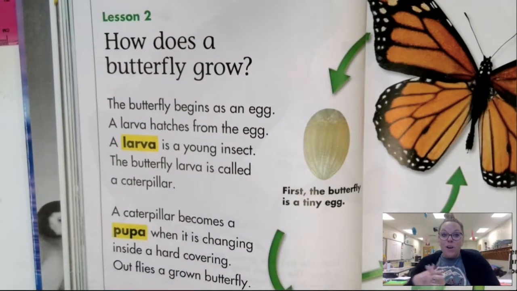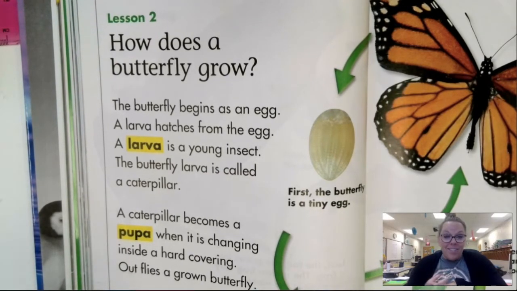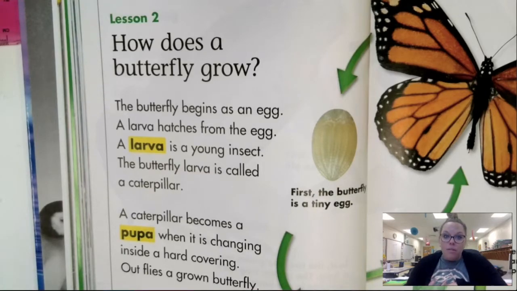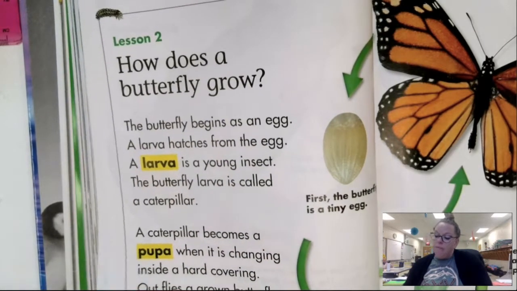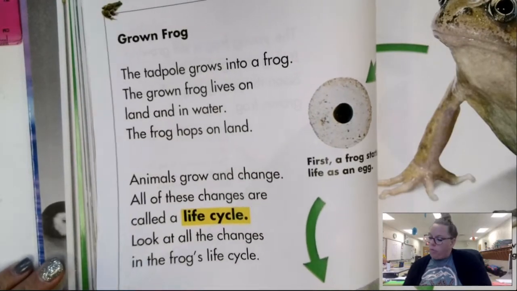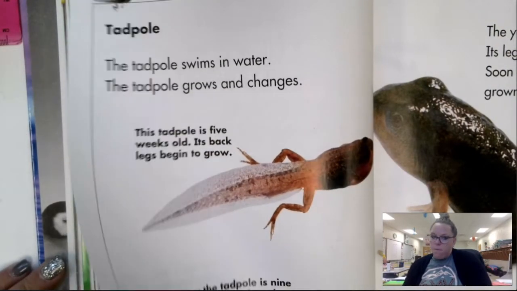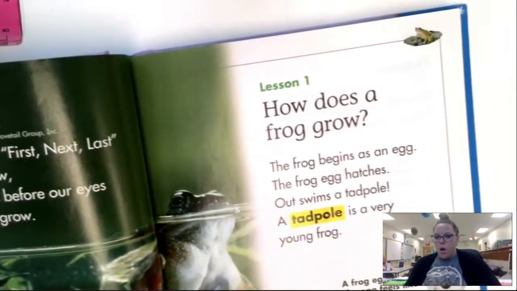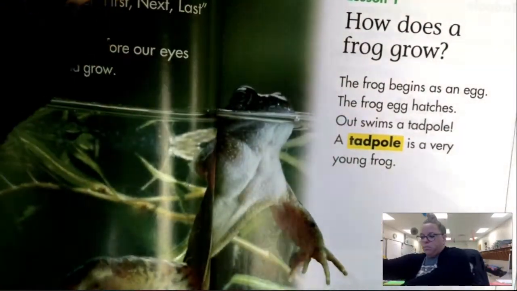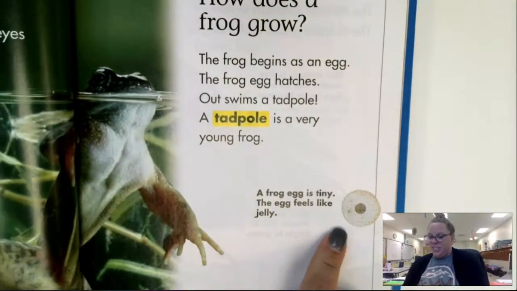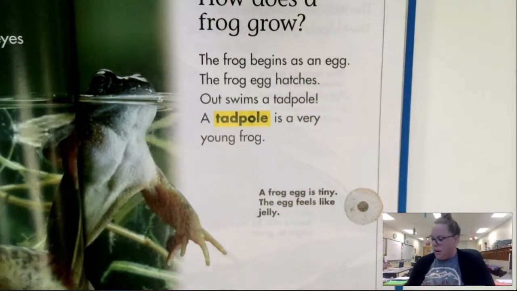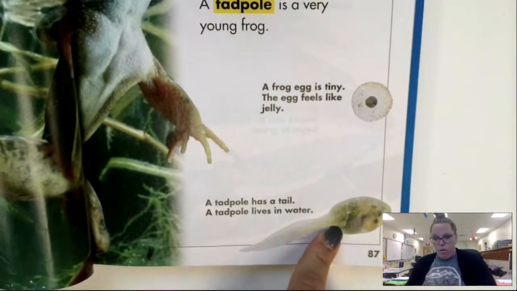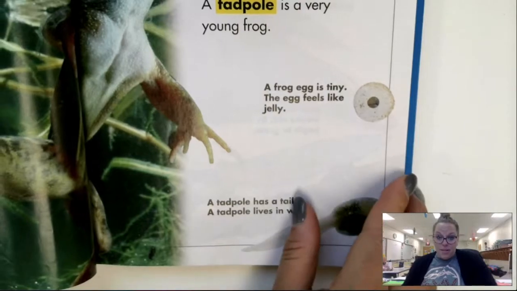Today, we're going to continue looking at life cycles. Yesterday, you had a chance to take a look at a frog, and we learned all about the life cycle of a frog. Just as a quick review, you will remember that the frog begins as an egg. Remember that the egg feels like jelly, right? It's that tiny little thing there. And then from the egg, it becomes a tadpole. Remember that when it's a tadpole, it has to live in water.